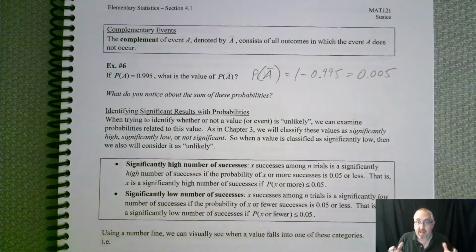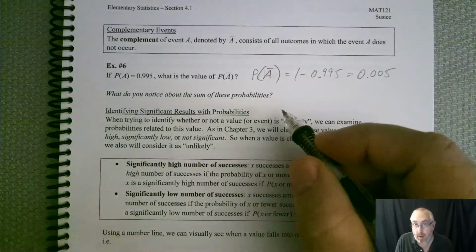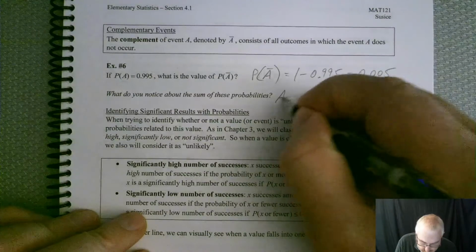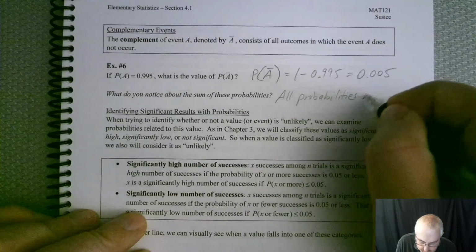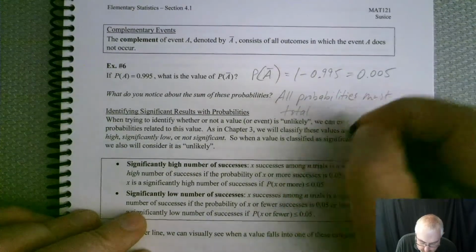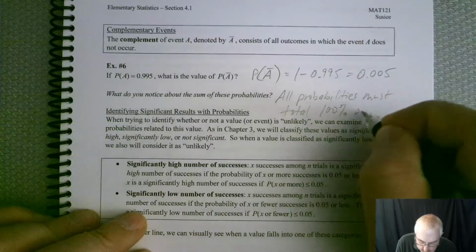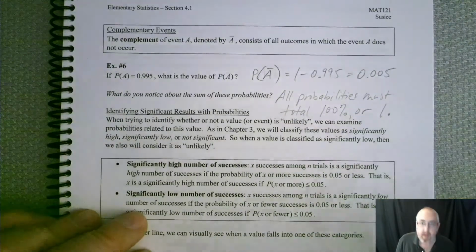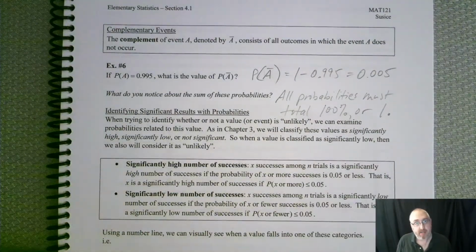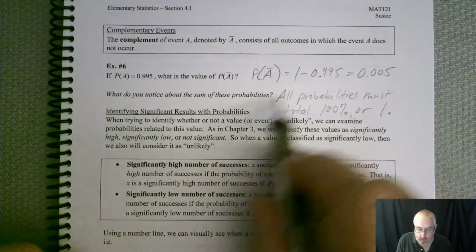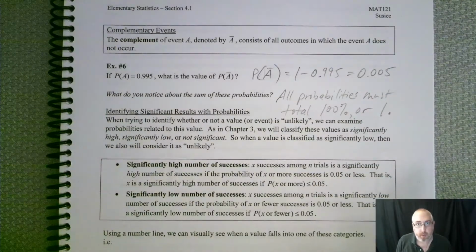So that's the key. Another way to think of it is that all the probabilities together have to total 100%. So all probabilities must total 100% or 1. So they have to add up to 1. And we're going to see that come back in the next chapter, and we're going to use that in this chapter some more. So keep that in mind. All probabilities must total 100%. That's a pretty important one.